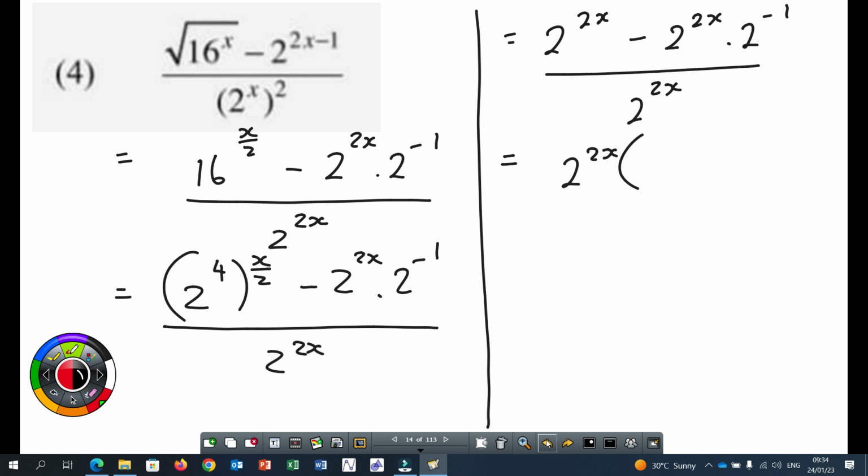Remember, we've identified our common factor as 2 to the power of what? 2x. So if I want to get the first term here, it means I have to divide 2 to the power of 2x by the common factor 2 to the power of 2x. And my answer will be what? 1.